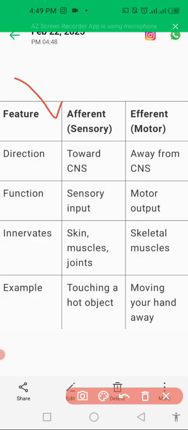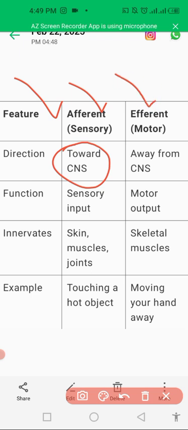So the features of general somatic sensory afferent fibers: we call them afferent because they carry impulses towards the CNS, the central nervous system. It means these carry information towards the central nervous system. That's why we call them afferent.